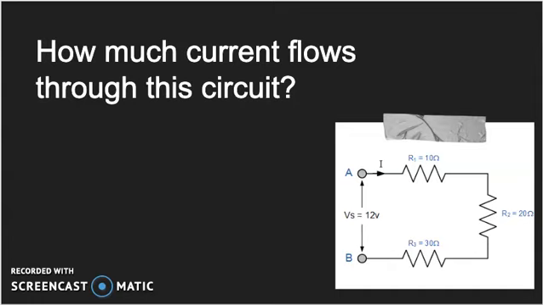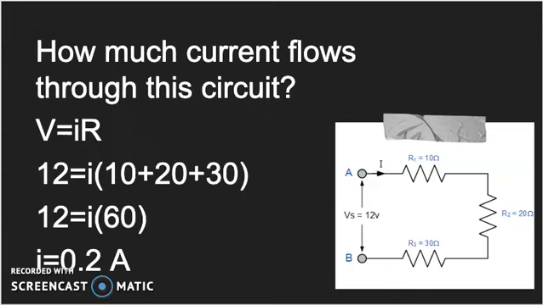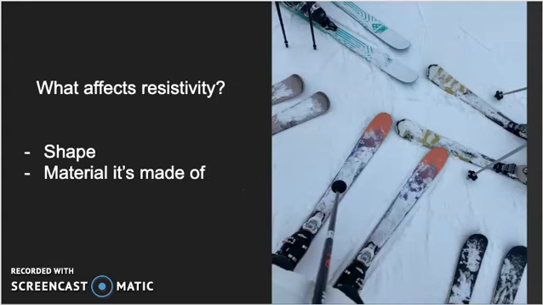So we're going to use our equation again, V equals IR, and our voltage is 12, our current is what we're trying to find, and then R is the sum of those 3 resistors. So we're going to add 10 plus 20 plus 30. When we add that, we get 60, we divide 12 by 60, and we get that the current is 0.2 amperes. So that's how we'll use resistance and Ohm's law mathematically.